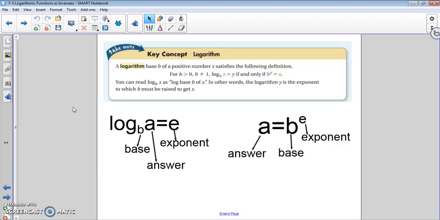I have found it easier to change the x and the y to an a and an e, so that we have log base b of a is equal to e, where b, a, and e are our base, our answer, and our exponent. So we can say log is b, b-a-e, and then our exponential equation is abe: answer is equal to our base raised to the exponent. This is just an easy way for you to remember b and abe.